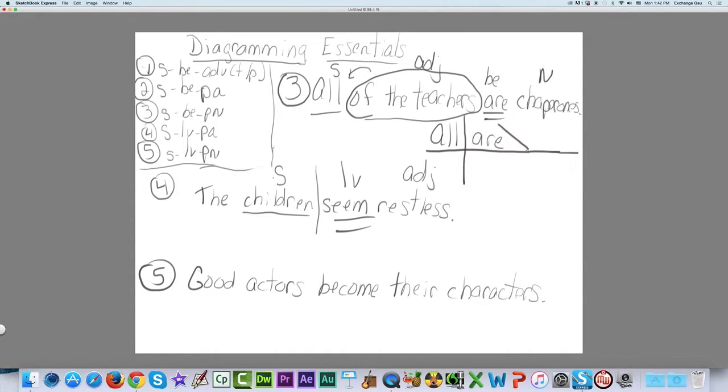And here we have another slanted line that indicates chaperones is our predicate noun because it circles back to all. Now this is going to be a little messy, but notice that the prepositional phrase of the teachers, remember that all modifiers are diagrammed underneath the word that they modify. So in this case, we have to draw a prepositional phrase structure under all. So here's what that looks like.